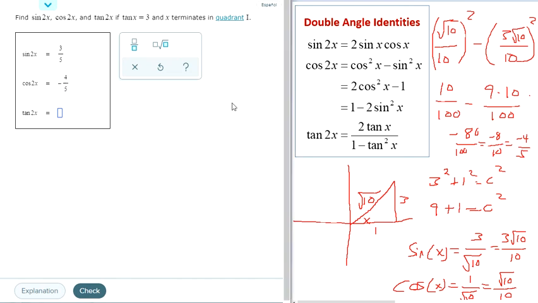And then tangent 2x, using this formula here, it's a pretty straightforward calculation. Tangent x is 3, so 2 times 3 makes 6. And then tangent x is still 3, so 3 squared makes 9. So we get 6 over negative 8, which is, when you simplify 6 over negative 8, that's negative 3 over 4, right?